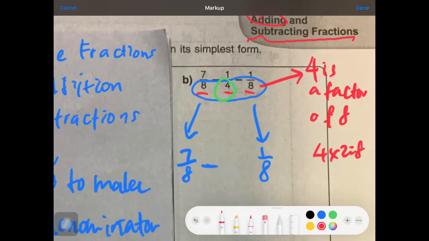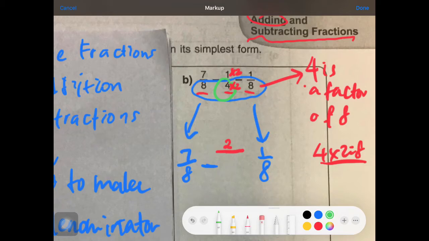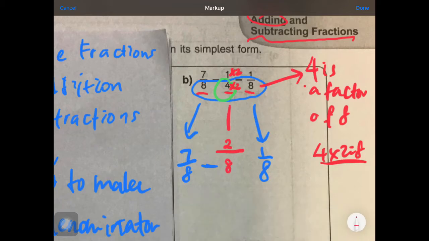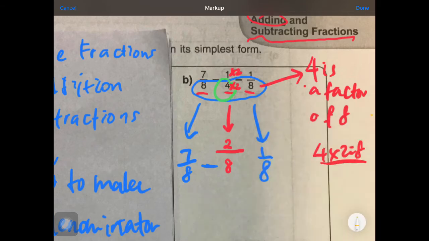So we know for 1/4, 4 times 2 is 8, right? So we times 2, times 2. The numerator 1 times 2 will be 2, and the denominator 4 times 2 equals 8. So now you see that they all have the same denominator. You are good to go.